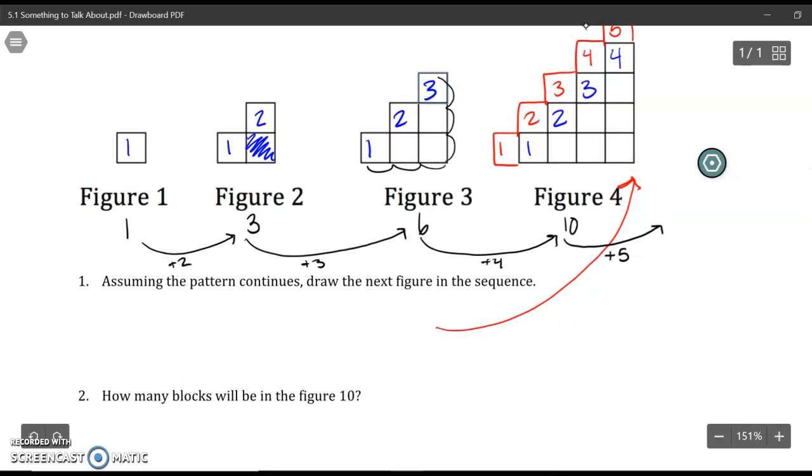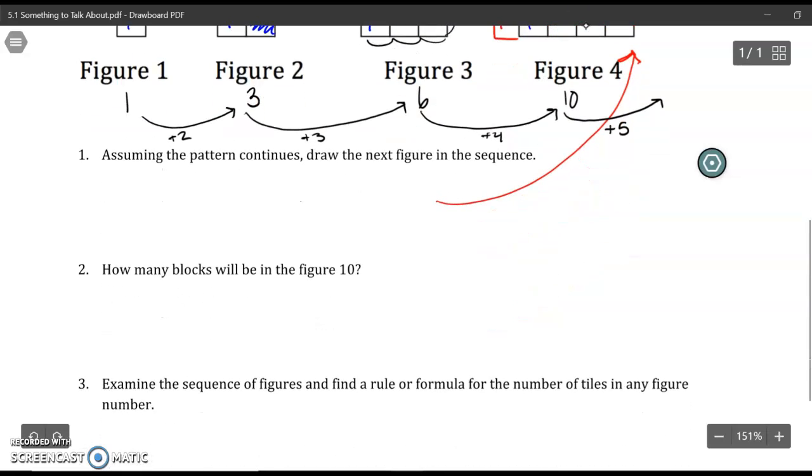So I'm going to go with this addition pattern that I noticed, that each time I'm adding 1 more block than the previous time. So in figure 5, I had 15 blocks. So in figure 6, I'm going to add 6 blocks to get 21 blocks. Figure 7, I'm going to add 7 blocks to get 28. Figure 8, I'm going to add 8 blocks to the 28 to give me 36.